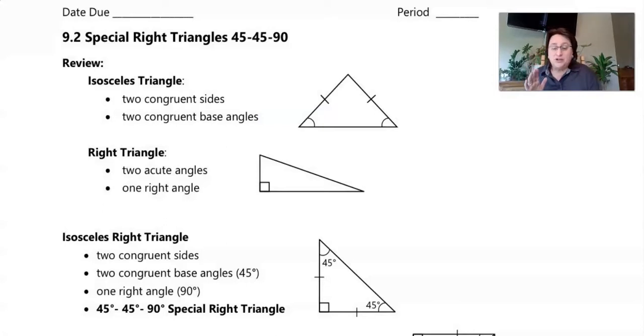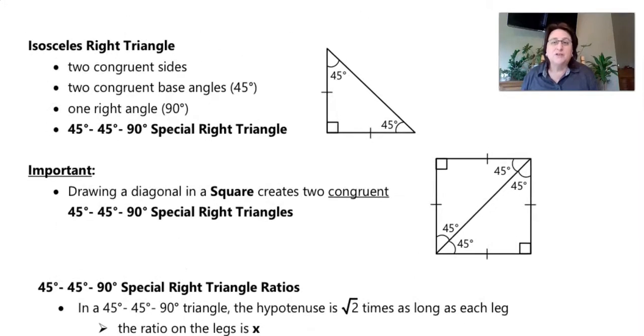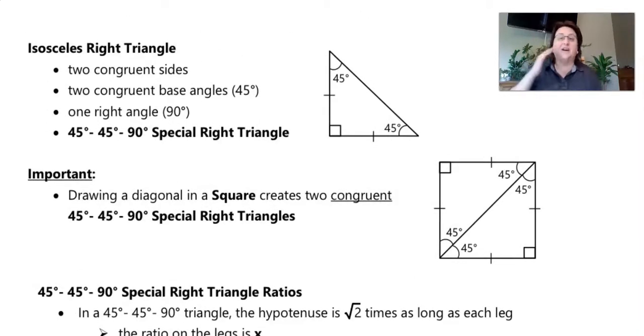First of all, I need you guys to remember that an isosceles triangle has two congruent sides. It also has two congruent base angles, and a right triangle has one right angle and two acute angles. So how does this apply to the special right triangles? Well, we're going to start by talking about an isosceles right triangle.